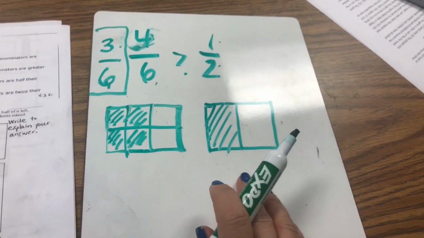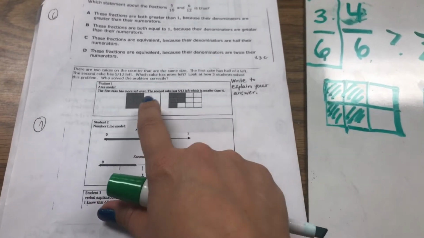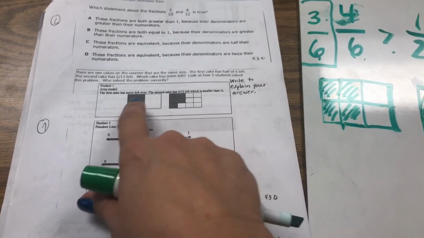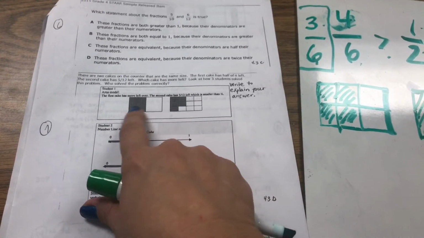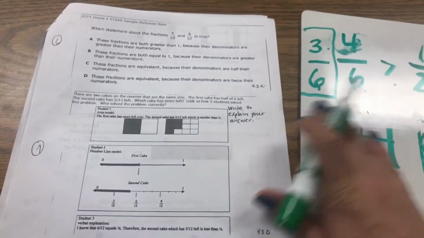Okay, so when you're trying to decide on this problem which one is greater, 1/2 or 5/12, think about the amount that is shaded in these two models. You could also compare this using a number line.